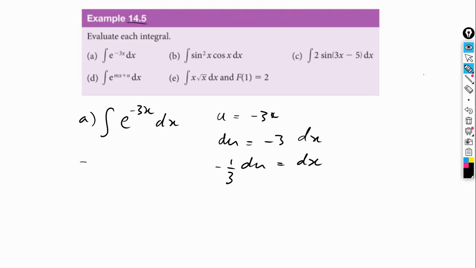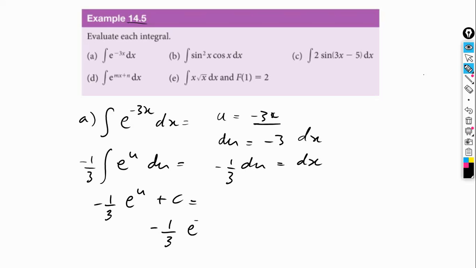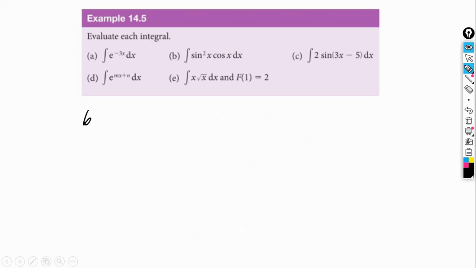So we can say negative 1/3 times the integral of e to the u du. And this is easy to integrate because it's just going to be negative 1/3 e to the u plus c. But then we have to plug it back in, right? The original equation, which was minus 3x in the substitution. So this is going to equal negative 1/3 e to the minus 3x plus c. Okay, so now we do b.